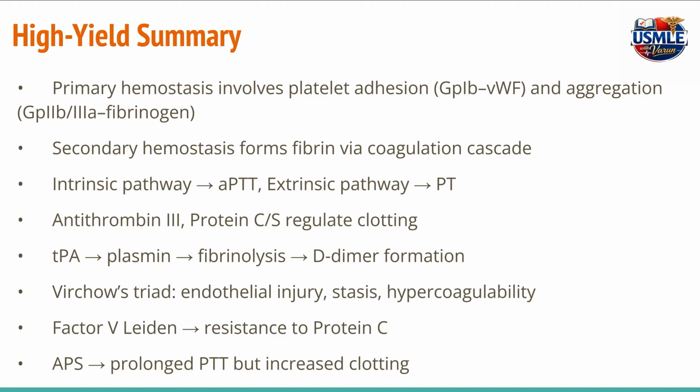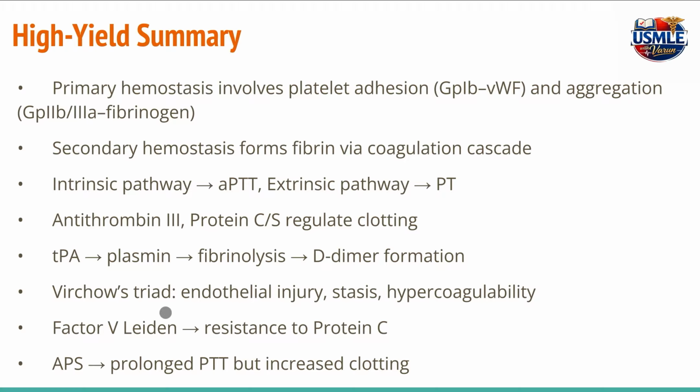Anticoagulants regulate clotting, and fibrinolysis breaks clots. Antithrombin 3, protein C, and S are the anticoagulants that regulate clotting, whereas TPA, tissue plasminogen activator, converts plasminogen into plasmin, which in turn leads to breakdown of fibrin, or fibrinolysis, forming fibrin degradation products. One example is D-dimer.